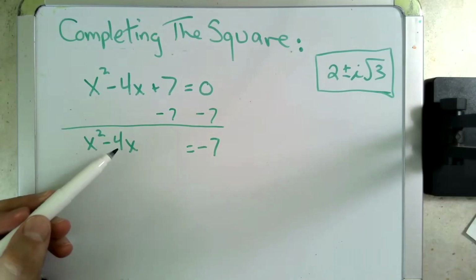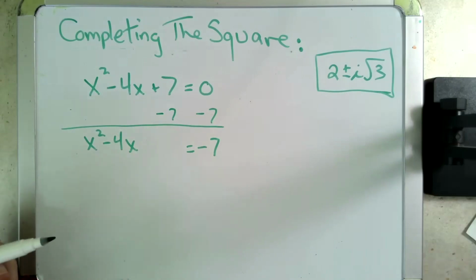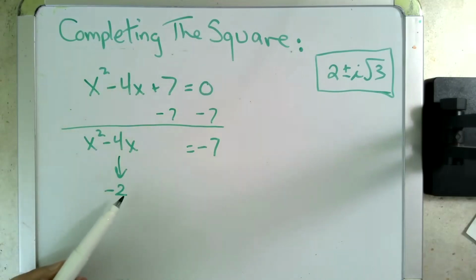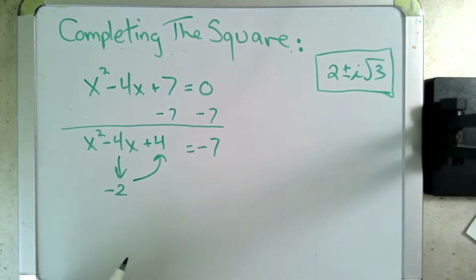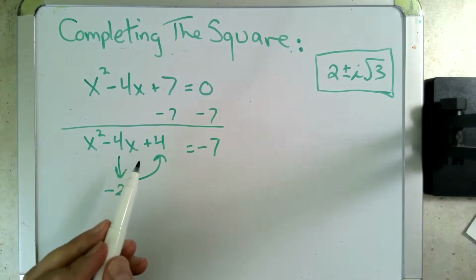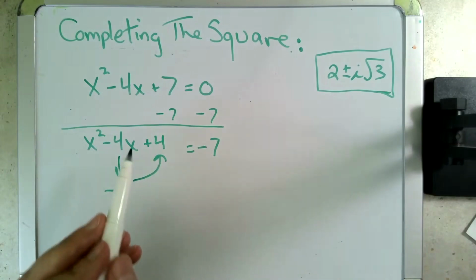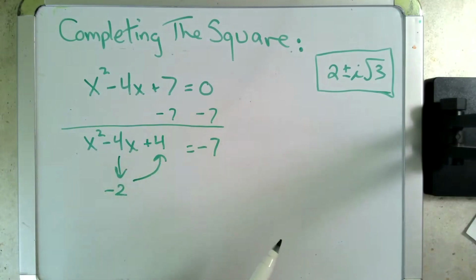I'm going to take my b term and I'm going to divide it in half. And then I'm going to take that and I'm going to square it. So negative 2 squared is positive 4. And I'm going to add it to both sides of the equation. Otherwise, I have unbalanced my equation. I can do anything I want as long as I do the same thing to both sides.